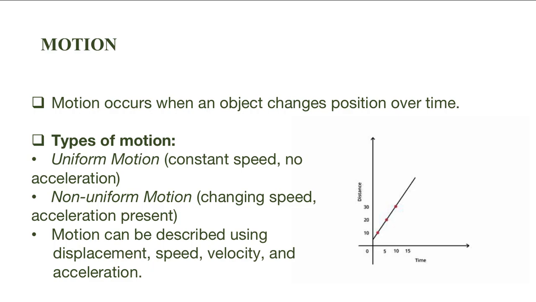First, let's talk about motion. Motion occurs when an object changes its position over time. There are two types of motion: uniform motion and non-uniform motion. Uniform motion is where an object moves at a constant speed without acceleration, whereas in non-uniform motion the speed changes, meaning acceleration is present. For example, a car moving at a steady 60 km per hour is in uniform motion, but when it speeds up or slows down, it is non-uniform motion.